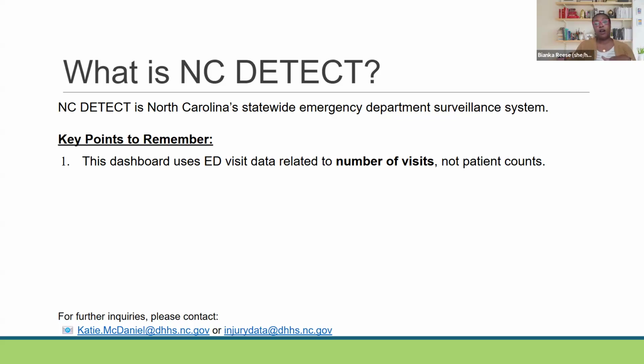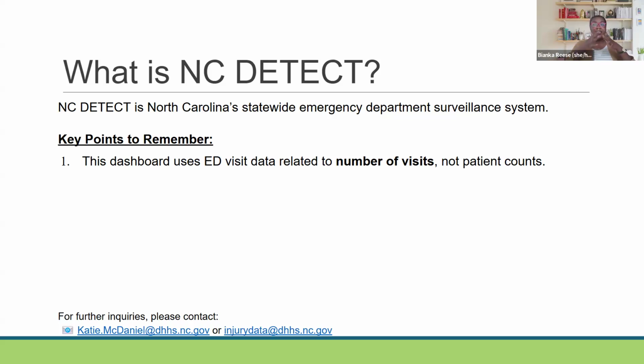And for the purposes of our training today, we're focusing on the emergency department visit data, emergency department visits for sexual violence data. But there are key points to remember for the NC Detect data when you're using it. As I go through these key points, keep them in the back of your head because it provides context to what the findings mean. And also, if there are any questions or if you need clarification, raise your hand or add in the chat, and I'll hopefully be able to answer them.